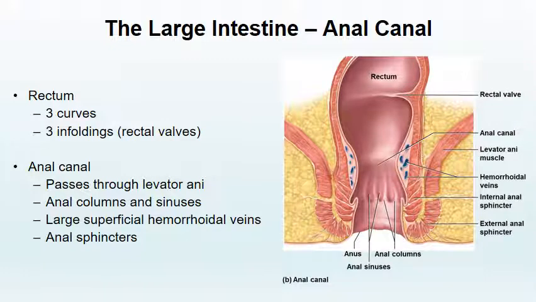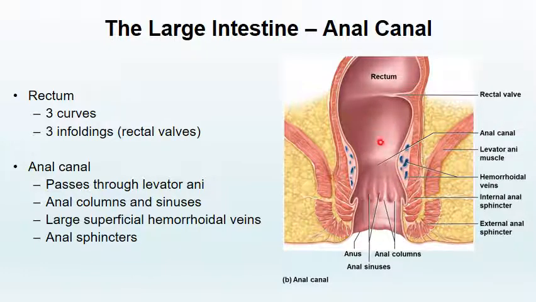As we move out of the colon, we move into the rectum and then into the anal canal. The anal canal is going to have 3 curves and 3 infoldings, which are called rectal valves. Here's our rectum. We'll have feces moving down into the rectum. We then have these rectal valves, and there are usually 3 of them. They help us retain feces when we are not ready to defecate. So it's a mechanism that helps us hold feces in the rectum so that it doesn't just fall out, which is a lovely image.